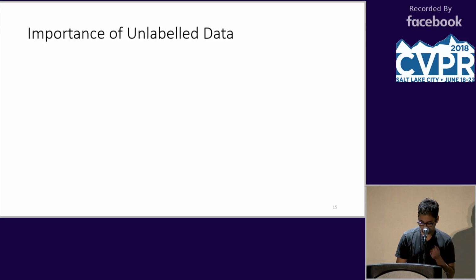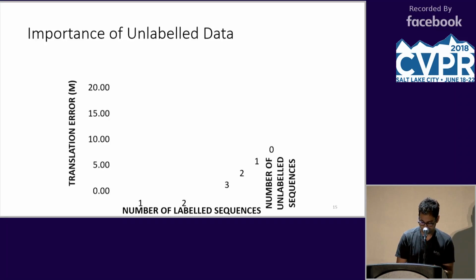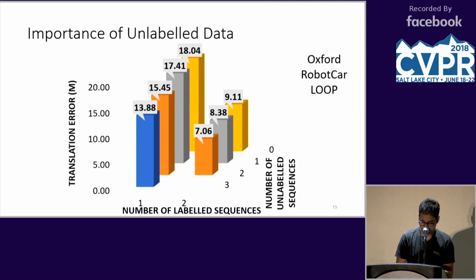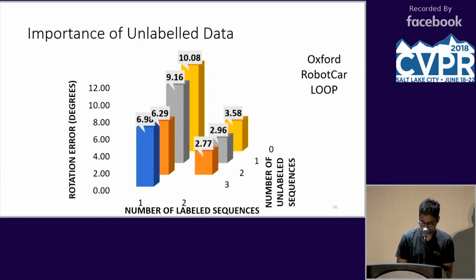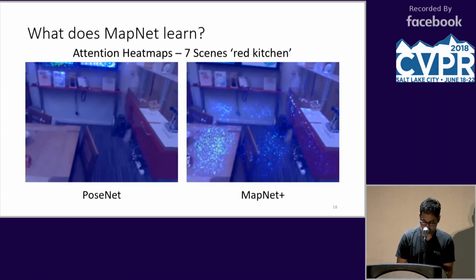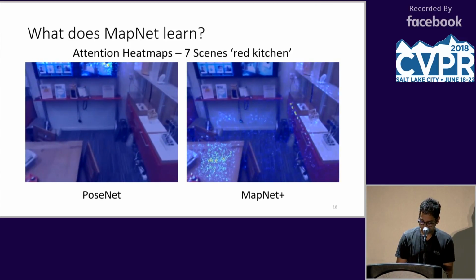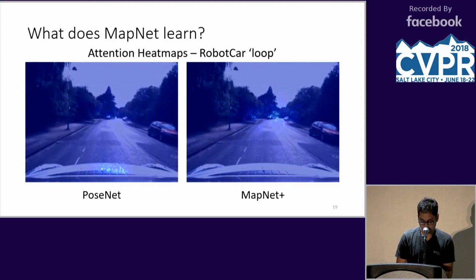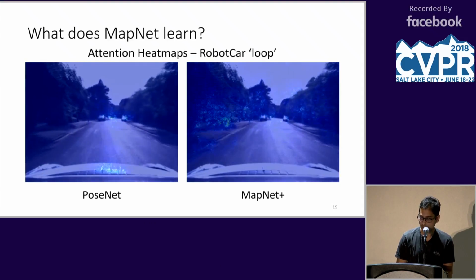How useful is more unlabeled data? This graph shows that more of it continues improving performance, but obviously its impact is smaller than that of more labeled data. This trend holds for translation as well as rotation performance. And if we look at attention heat maps, we can see that MapNet concentrates more on geometrically meaningful regions like edges, both indoors and outdoors. And its attention is also more consistent temporally.